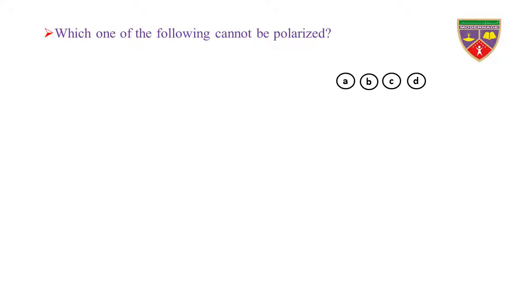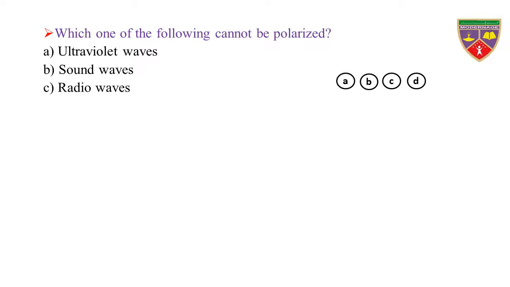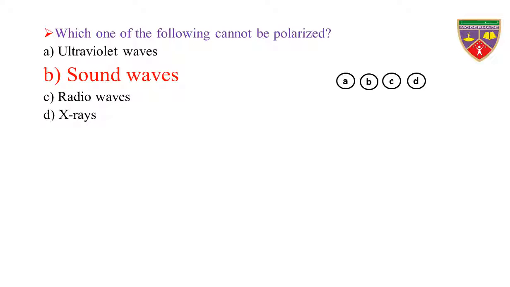Which one of the following cannot be polarized? Option A, ultraviolet waves. Option B, sound waves. Option C, radio waves. Option D, X-rays. The key is sound waves. Therefore, the correct option is B.